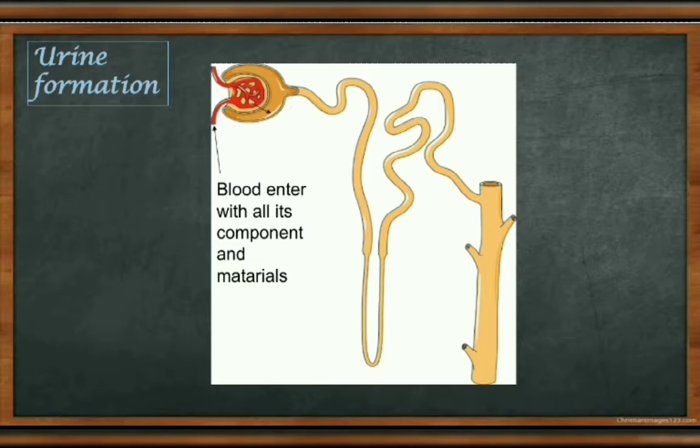Due to this pressure, some material will be easily transferred from the glomerulus to the Bowman's capsule. Some material will not be transferred, just like protein, due to its larger size. Only the protein will not be transferred from the glomerulus capsule to the Bowman's capsule due to its larger size. So the rest can be easily transferred through this.